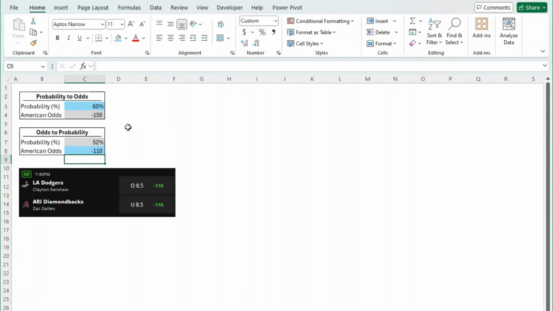Obviously, the probability of both sides can't be 52%. That adds up to more than 100%. That's simply because of the sports books taking their cut. And so keep that in mind as you're using this. You'll probably see around a 2% swing on either side just because of the sports books cut.